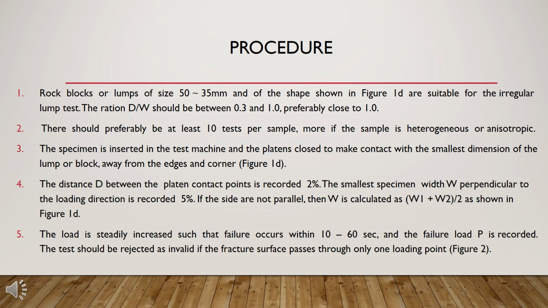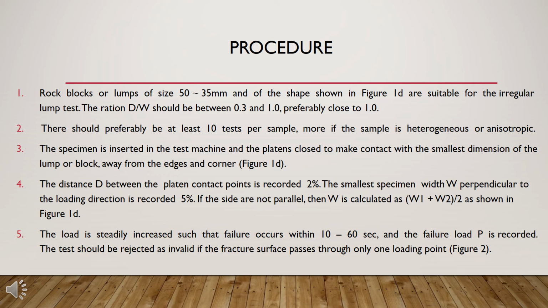Procedure. First, rock blocks or lumps of size 50 to 35 mm and of the shape shown in figure 1D are suitable for the irregular lump test. The ratio D over W should be between 0.3 and 1.0, preferably close to 1.0. Second, there should preferably be at least 10 tests per sample, more if the sample is heterogeneous or anisotropic.